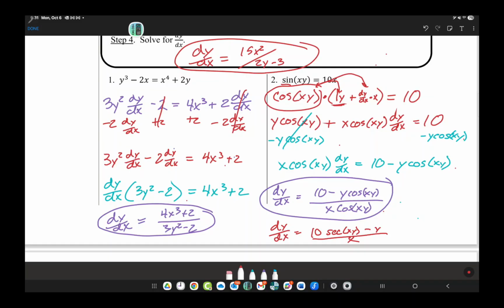If you divide 10 by cosine, secant is 1 over cosine. So if you divide 10 by cosine, you get 10 secant. So if you divide each of these by cosine, it's the same. So kind of the in-between step here would be to write this as 10 over cosine xy minus y cosine xy over cosine xy over x. So that's the in-between step.